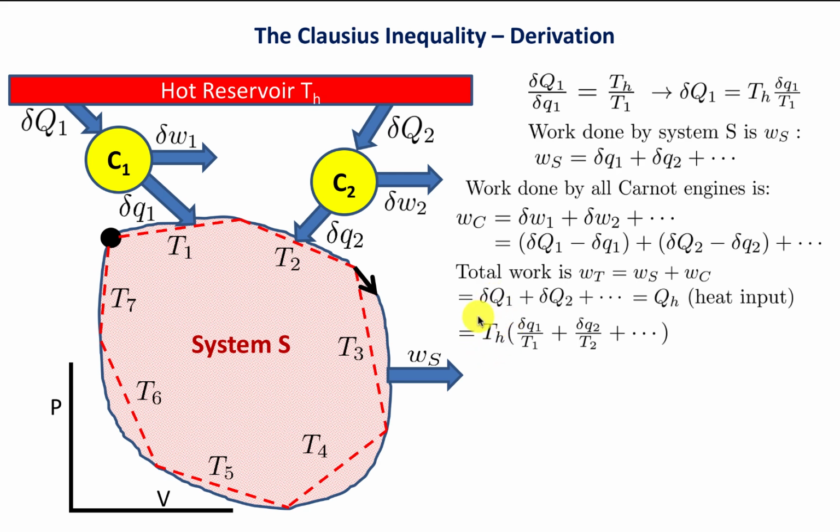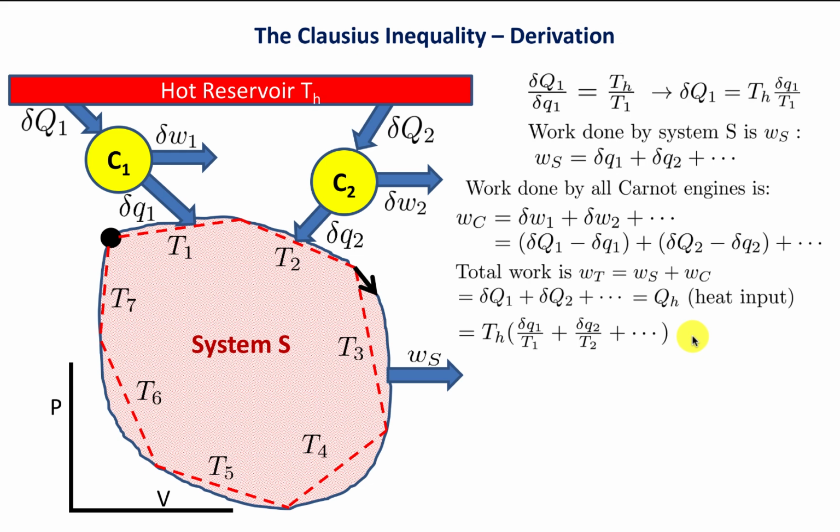Take TH common, and we get TH into this factor over here, which is the sum of all the delta Qs divided by the temperature at which that heat was acquired. But now let's think about the following. This is the total work which is done, equal to this, but by the second law of thermodynamics, this cannot be a positive quantity.